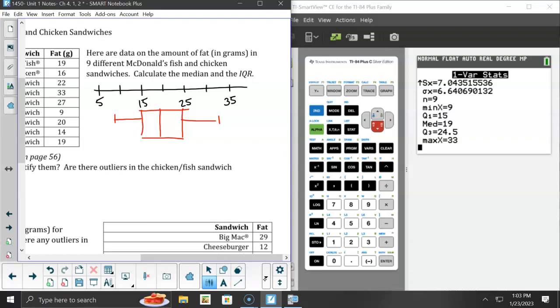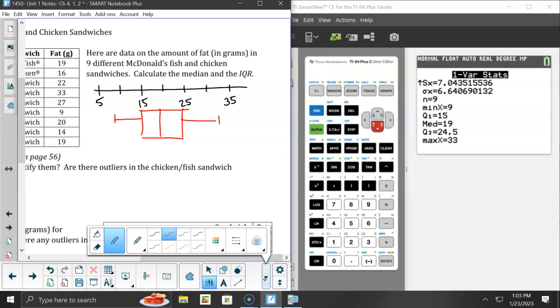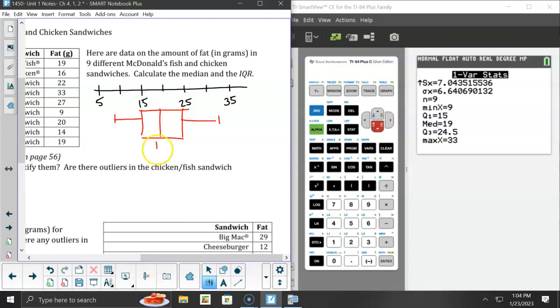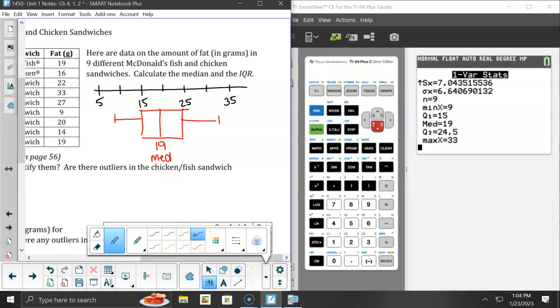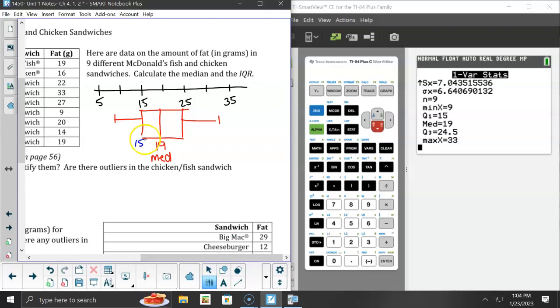All right. So I've done all this. It says calculate the median and the IQR. Well, luckily, if you do it in the calculator, the median is at 19. And then IQR, we said this one was at 15, and this was at 24.5. So IQR, what was it, 9.5? IQR is Q3 minus Q1.